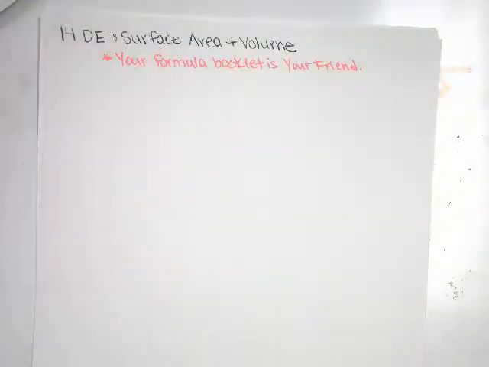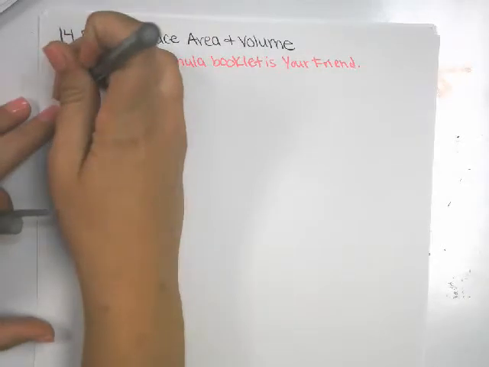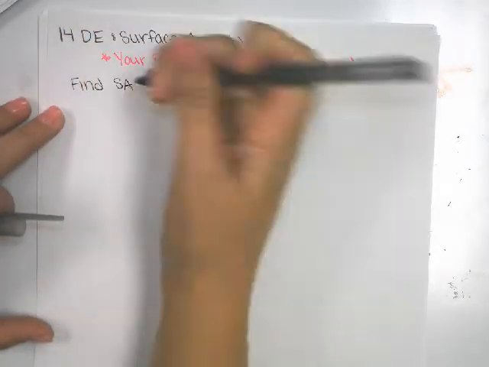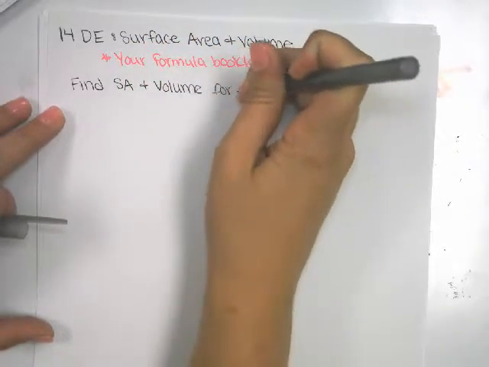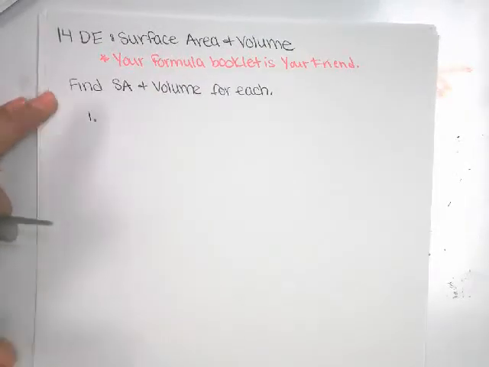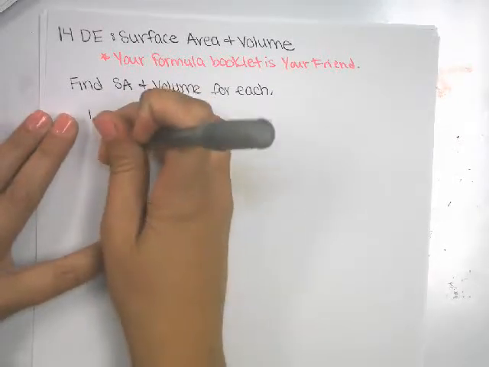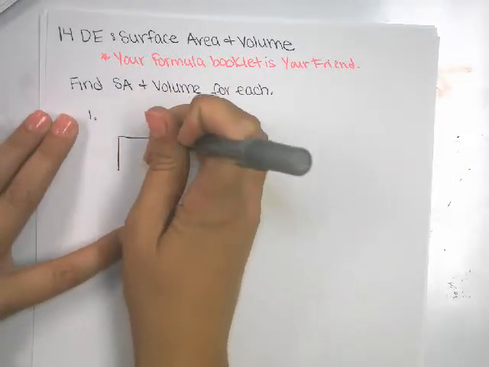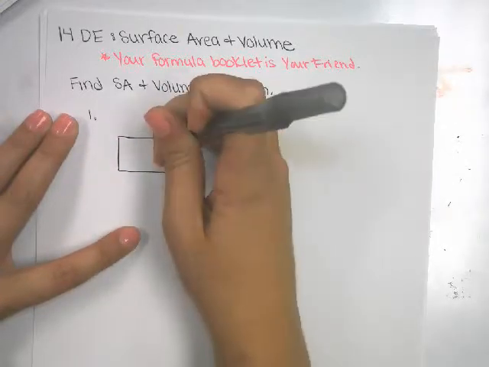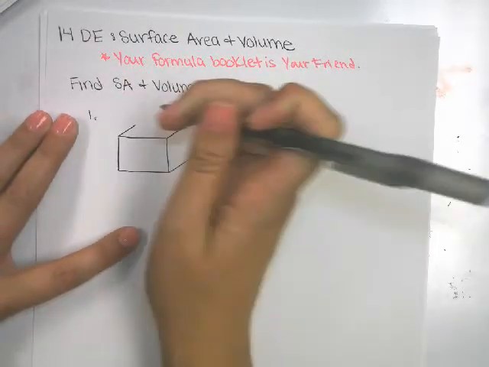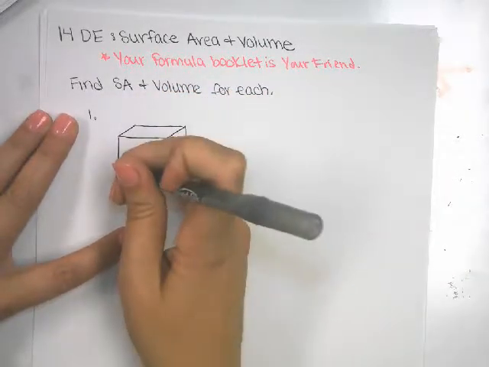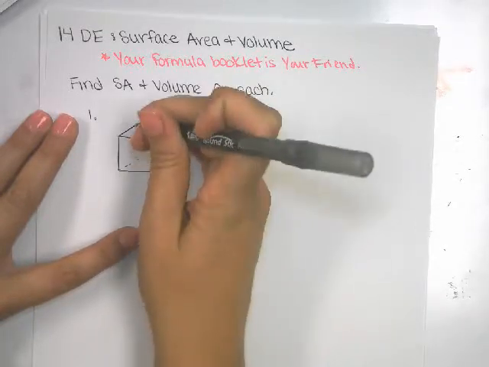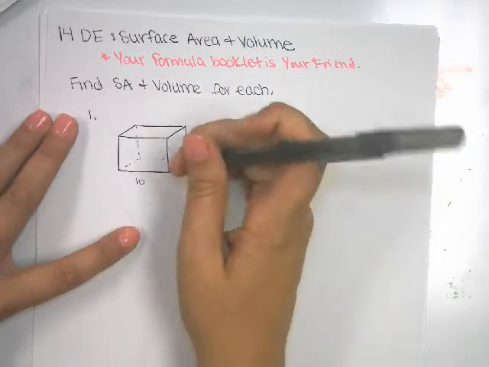So let's take a look at how a problem could look. Let's say find, I'm going to abbreviate surface area and volume, for each. And now we have to be great drawers. So we're going to try to draw a nice little rectangular prism. Okay, so there's that. We have our little hidden lines back here. And I'm going to label some of my sides.